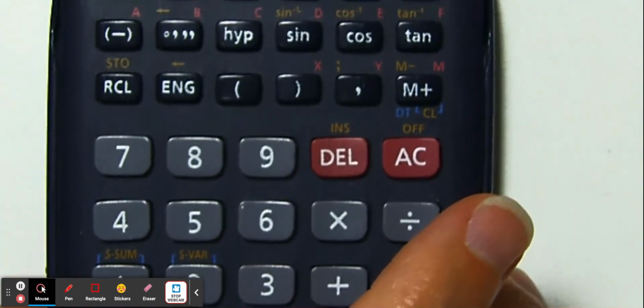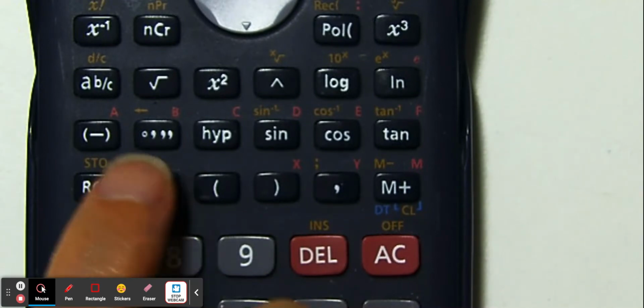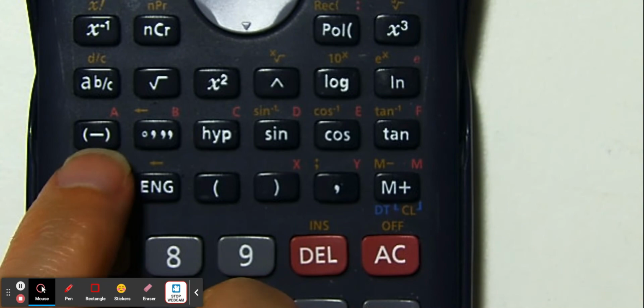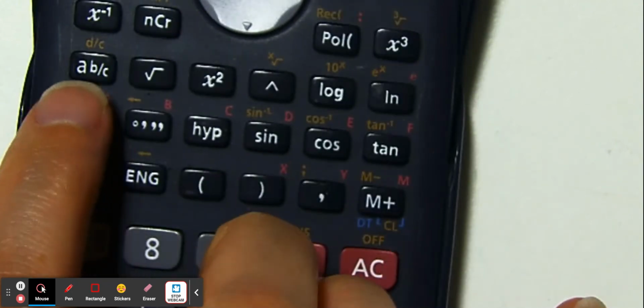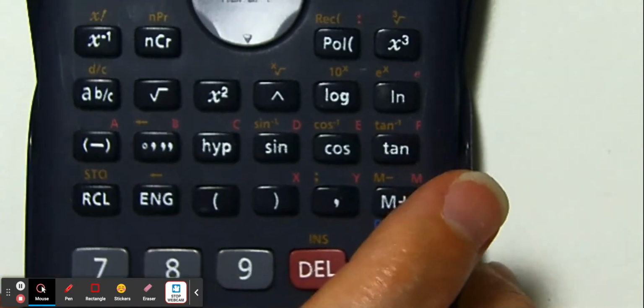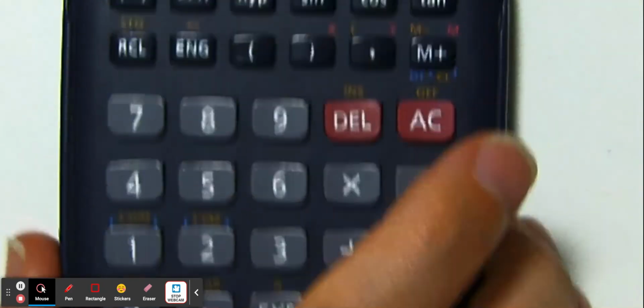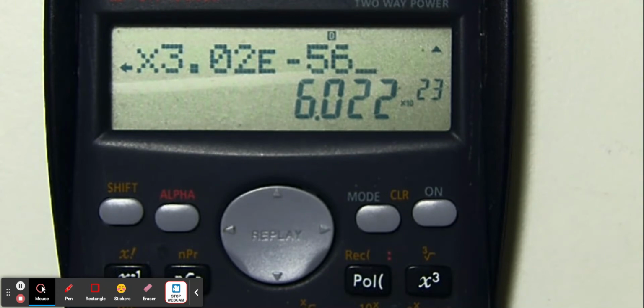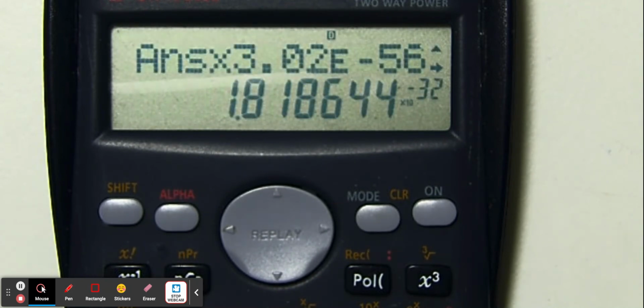Where's your negative button? There it is, right there. So that button right there, you have your minus sign in parentheses. That's your negative button. So you're going to hit that for a negative sign. So there's the negative sign. And then what do we say? I said 56 maybe. So 56. So there it is. So I'm multiplying 6.022 times 10 to the 23rd by 3.02 times 10 to the negative 56. If I hit equals, that should be something like a negative 23 or 24 or something like that.